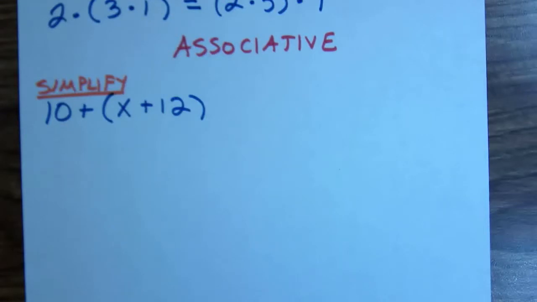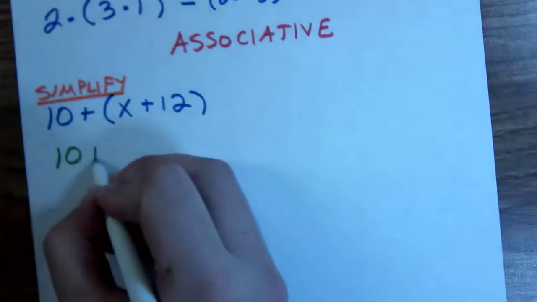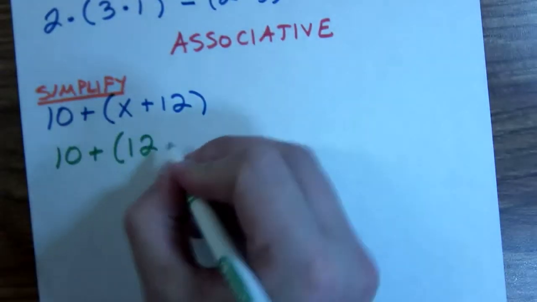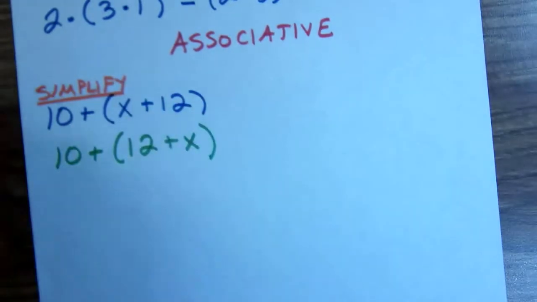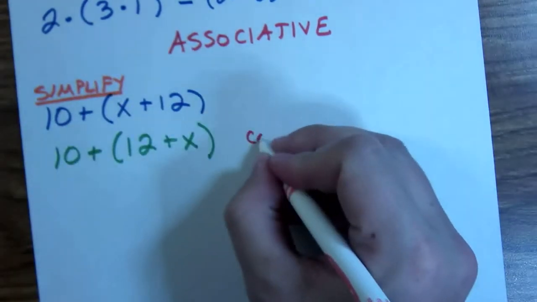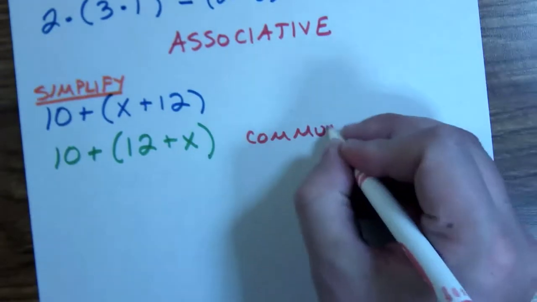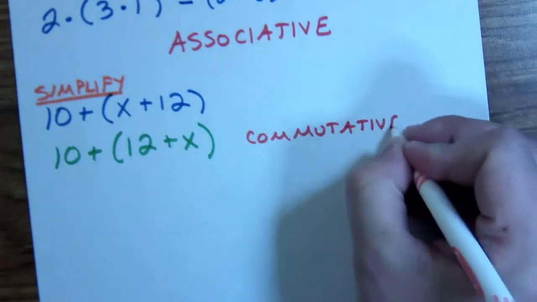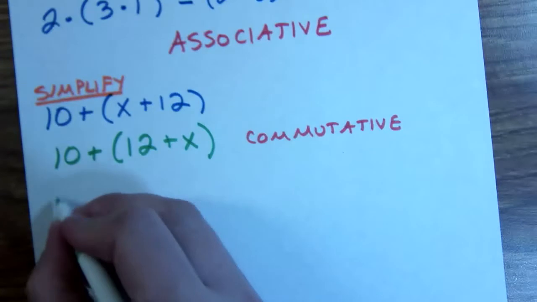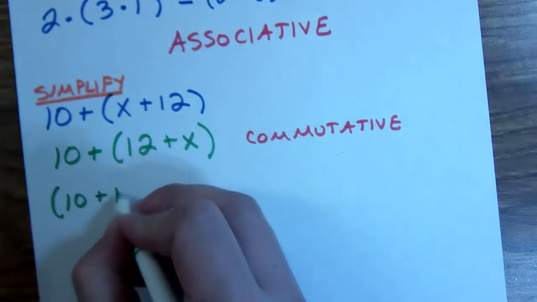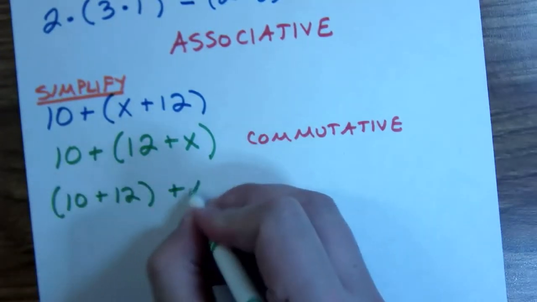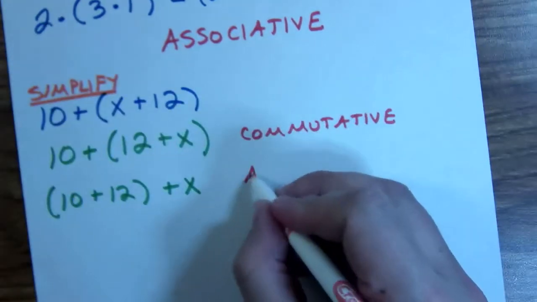But what can I combine in this problem? 10 and 12. I could combine the 10 and the 12. So here's what I'm going to do. First thing is I'm going to use the commutative property to switch the order. Like that. This is commutative. And then I'm going to group the 10 and 12 together because they are both numerals. That is the associative property.